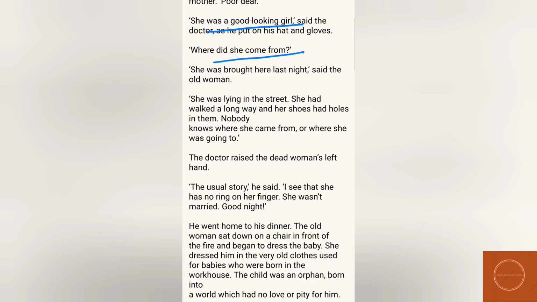"She was brought here last night," said the old woman. "She was lying in the street. She had walked a long way and her shoes had holes in them. Nobody knows where she came from or where she was going."